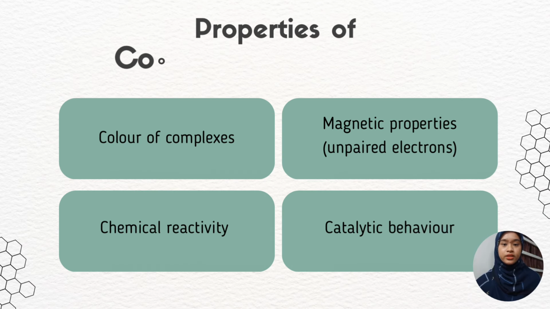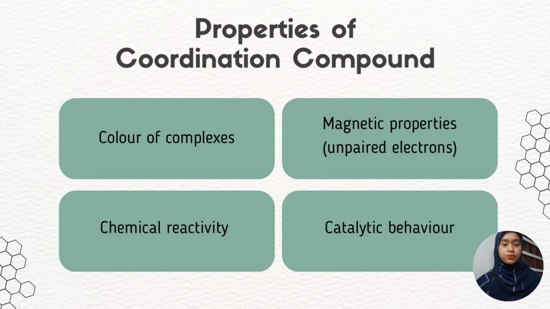In addition, coordination compounds show several important properties. Many of them are colored due to electronic transitions involving unpaired electrons. They may also show magnetic properties, different chemical reactivity, and some act as catalysts in chemical reactions.